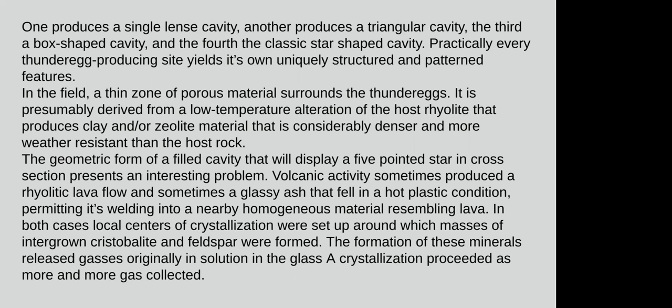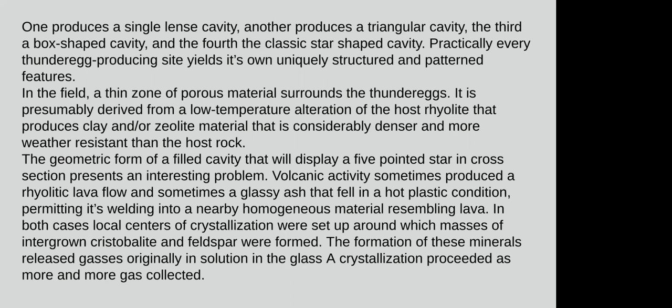The geometric form of a filled cavity that will display a 5-pointed star in cross-section represents an interesting problem. Volcanic activity sometimes produced a rhyolitic lava flow and sometimes a glassy ash that fell in hot plastic condition, permitting its welding to a nearby homogeneous material resembling lava. In both cases, local centers of crystallization were set up around which masses of intergrown crystallite and feldspar were formed. The formation of these minerals released gases originally in solution in the glass.